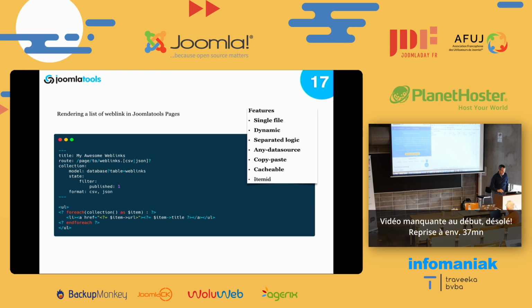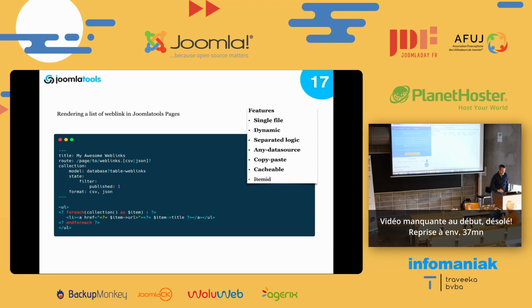The data is coming from the database. So you have this default database model that you can use, and then you just say the table is web links. This works with single database tables. It doesn't work with joins and multiple database tables. Then you need to do a little bit of PHP code to do that. But if it's just a single database table, it can just fetch data from it.